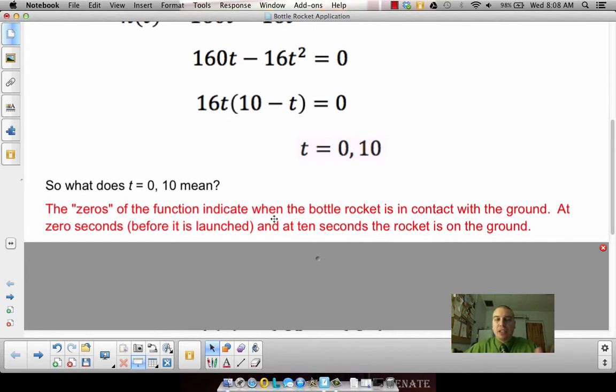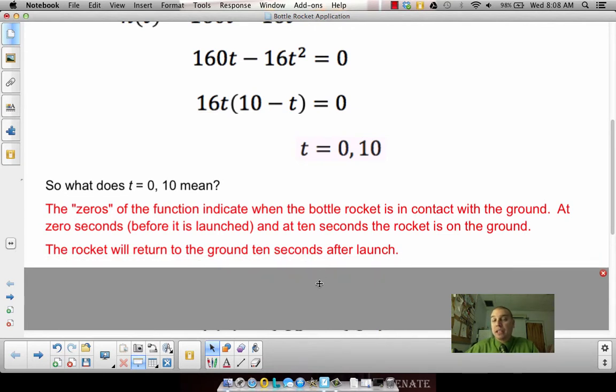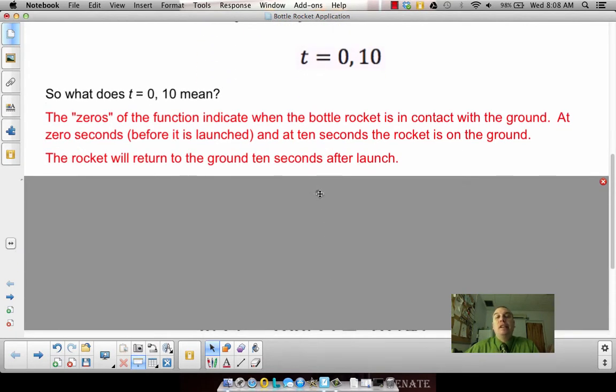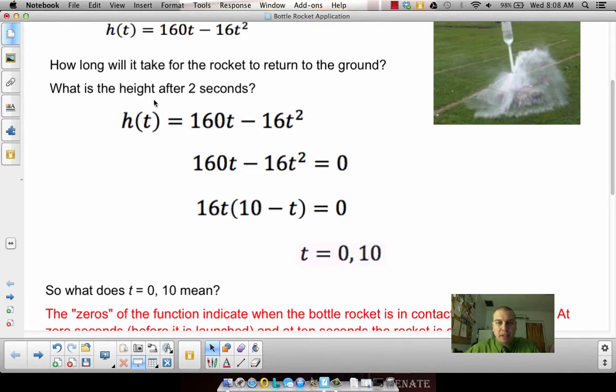So the zeros of the function indicate when the bottle rocket is in contact with the ground, just like we talked about already. So it's before it's launched, and then it comes back 10 seconds later. Okay, so 10 seconds after launch. All right, so at what height will the rocket be after 2 seconds? All right, I'm going to scroll back up here and take a look at this. At what height will I be after 2 seconds? So that means that t is going to be replaced with a 2 here, a 2 here, and then a 2 that's eventually going to get squared.